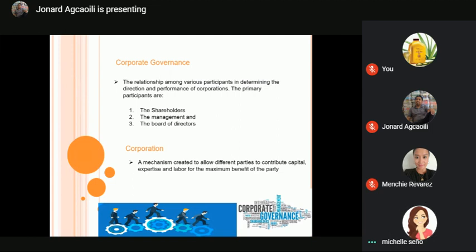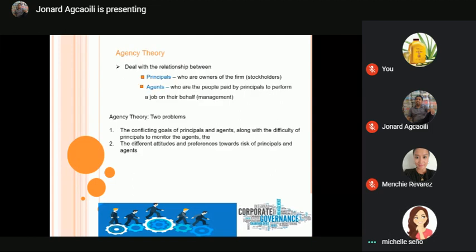Next question. Agency theory. Deals with the relationship between principals or owners of the firms. Ito daw po yung stockholders. Kung sa private, ano po siya, business. Sa agents, who are the people paid by principals to perform a job on their behalf of management.